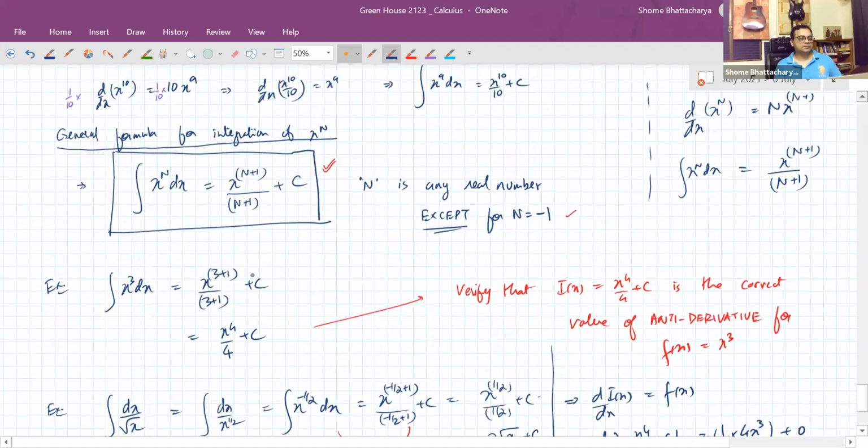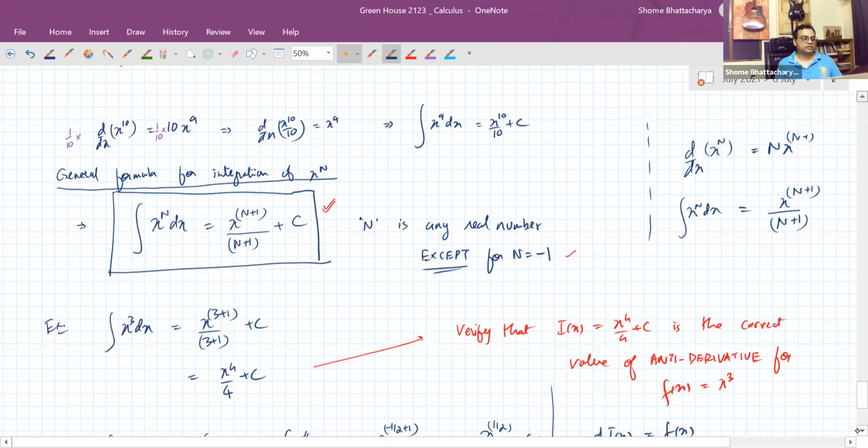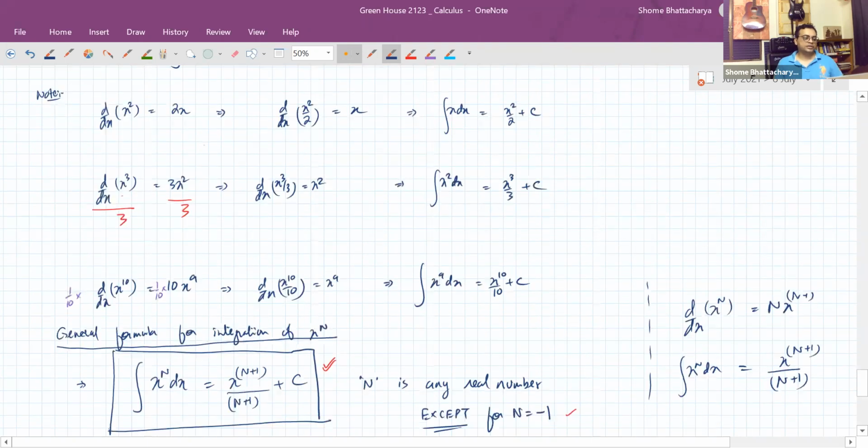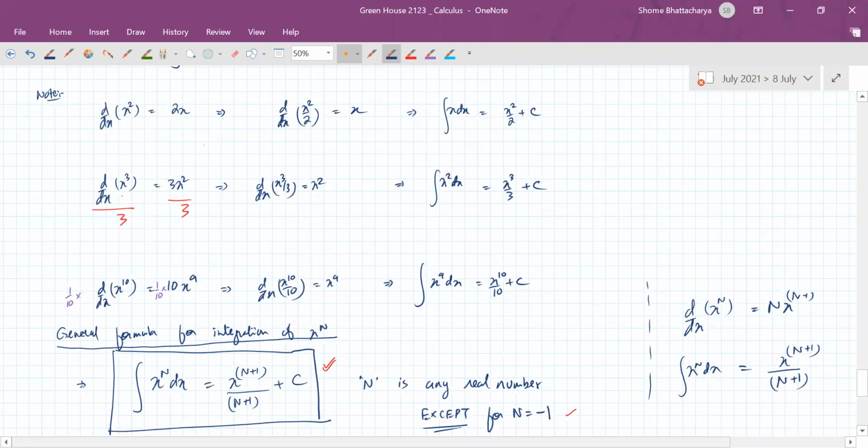But see, these are just examples to understand the logic of this formula. Main thing is this formula now, and we are applying it in these two examples below.